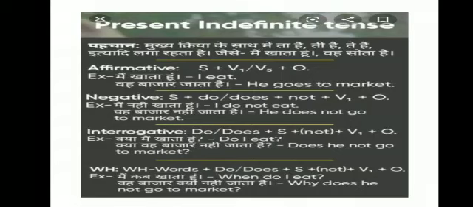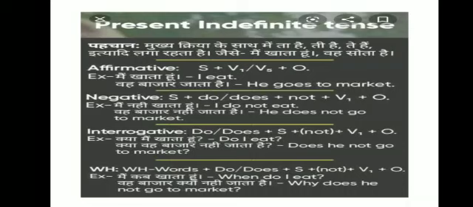First one is present indefinite tense. We call it simple present also. First thing is subject of the sentence. Whenever we make a sentence, we put subject in front of the sentence and object at the back, at the end of the sentence. Singular and plural, I will tell you. Singular means he, she, it, or any name. Plural means I, you, they, we.